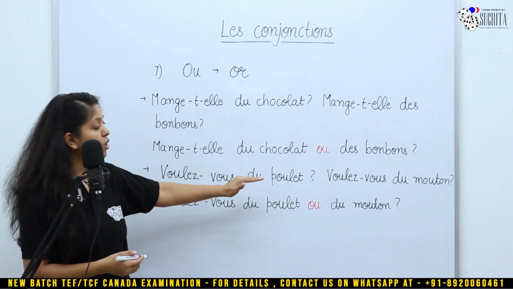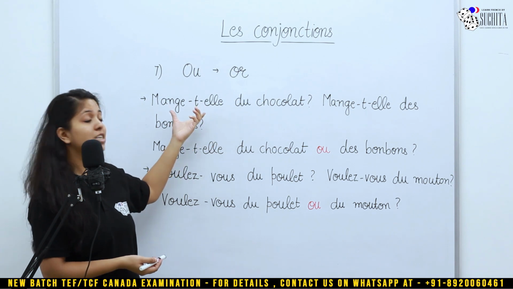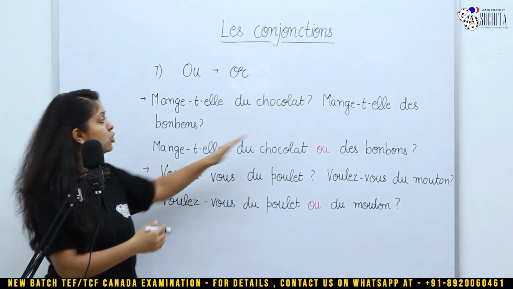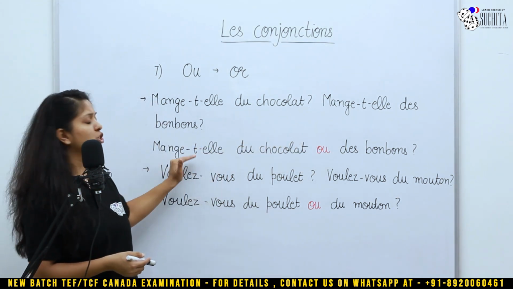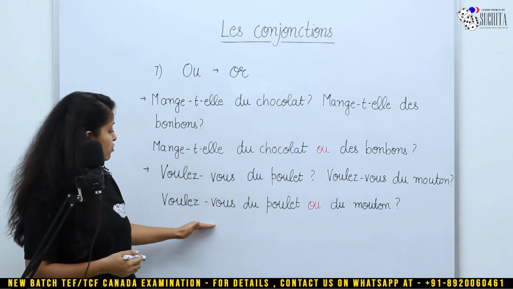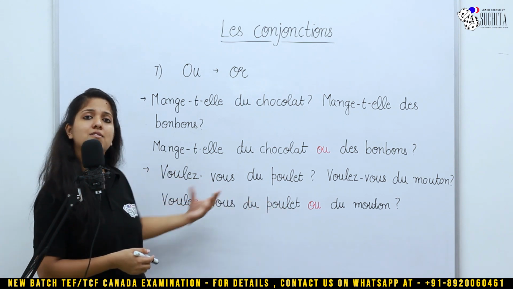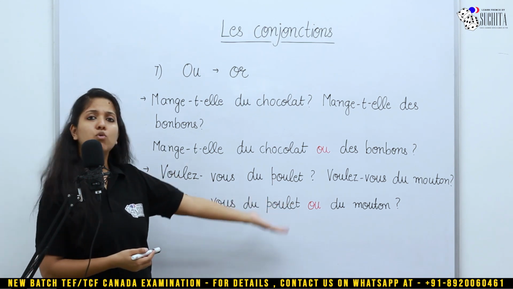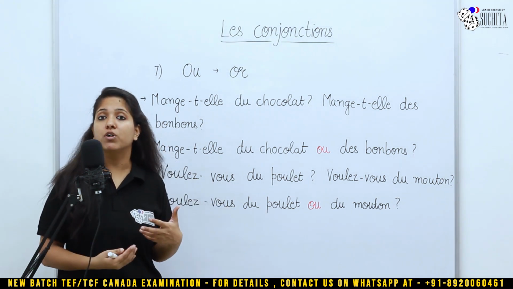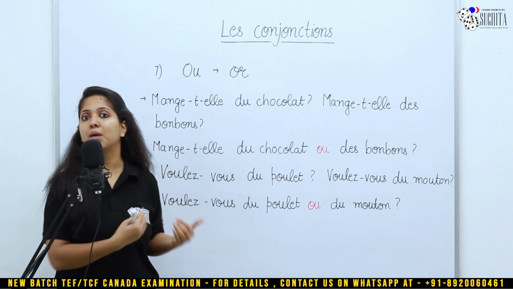So here do you see that we are also avoiding the repetition of the similar kind of words like mange-t-elle du chocolat? Does she eat some chocolate? Does she eat some candy? So I'm avoiding the repetition of does she eat. I'm simply saying does she eat once. Mange-t-elle du chocolat ou des bonbons? Here as well, I wrote voulez-vous only once. Do you want some chicken or some mutton? So voulez-vous du poulet ou du mouton? So you use ou as the conjunction when you want to offer or when you have a choice of something. When there is an option, one option to be selected amongst the two.